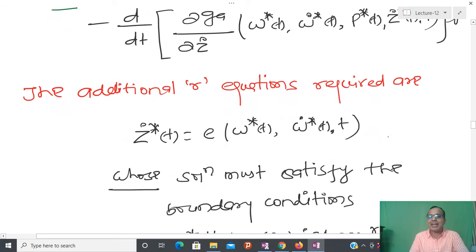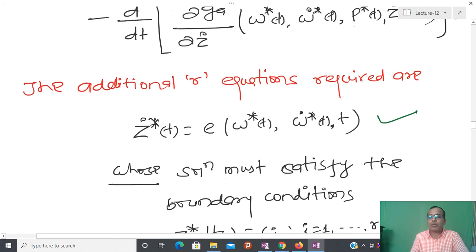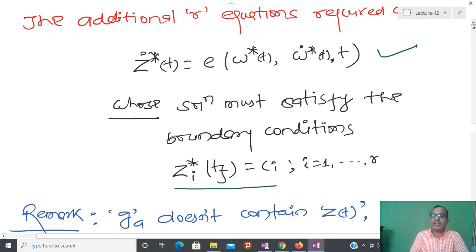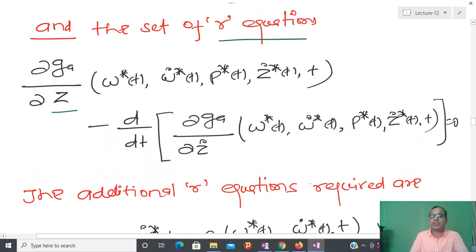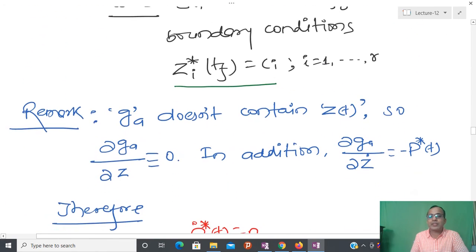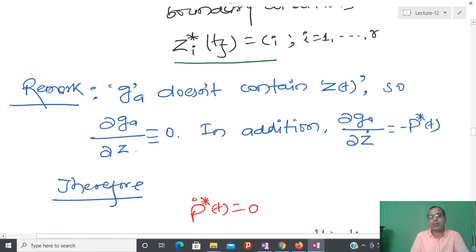Now you can see that at the same time this should be satisfied. One more observation that I have already told you is that the final value of this quantity should be Ci, that is always there. So this is basically the boundary condition. Now one more important point here is that Ga is just a function of z dot, not a function of z, and for that reason if you solve the equation, then dou Ga by dou z equals 0, and if you calculate dou Ga by dou z dot, that is equal to P star. So this kind of thing comes into the picture.